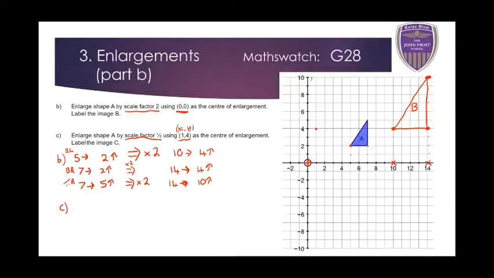So tell you what, let's do this in a different color pen. Let's do this in blue, okay? So we're doing C in blue now, okay? And we're enlarging shape A by a scale factor of a half, okay? So everything's going to be half the size as it was originally, okay?